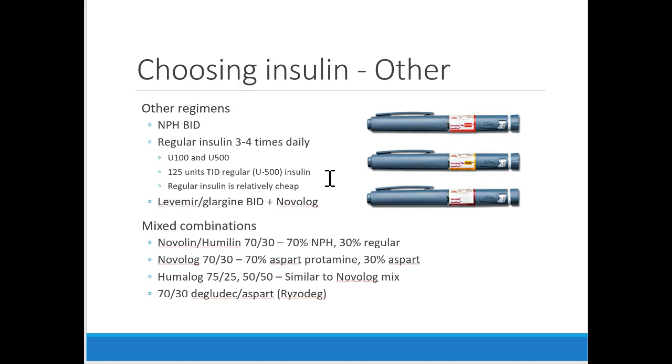Levemir and glargine, twice daily Novolog. So you see this type of a regimen where people take their basal insulin twice a day. And again, I talked about that, why some people do that for the kinetics, just because they're getting peaks with the glargine. There's a lot of mixed combination products out there on the market, which we get into the weeds a little bit, and I'm not going to talk about them, but they're listed for your information in case you're curious.